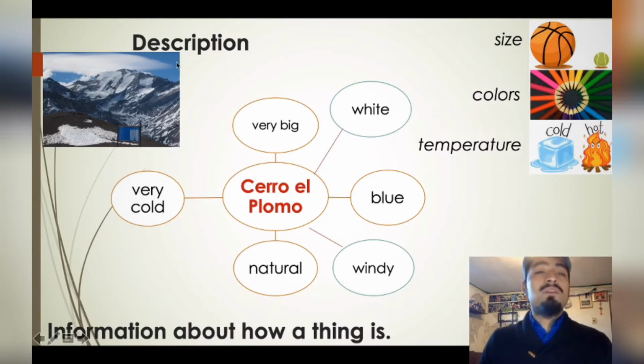So, in simple words, description is information about how a thing is. If you make more connections, it means you are giving more information. You are giving more descriptions.